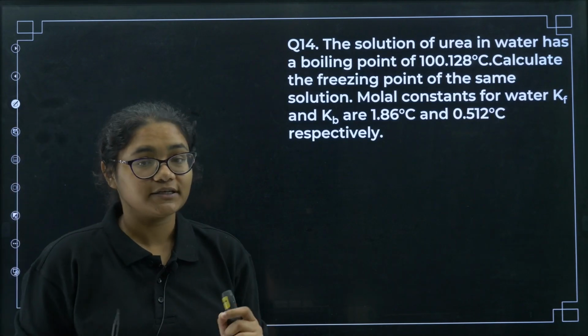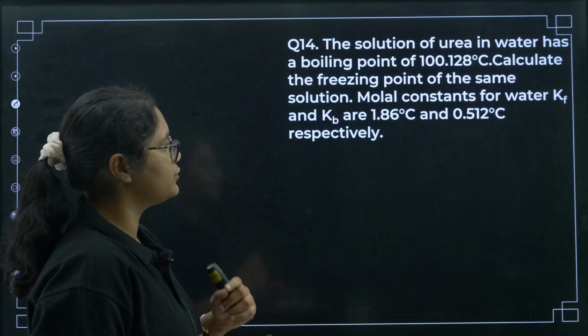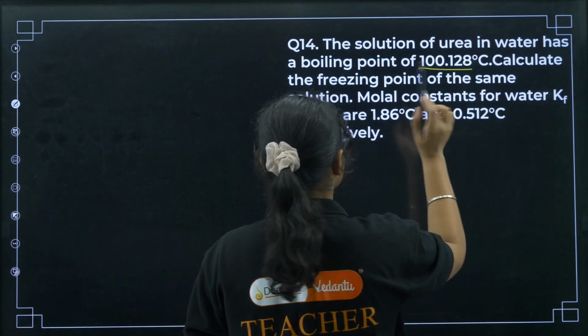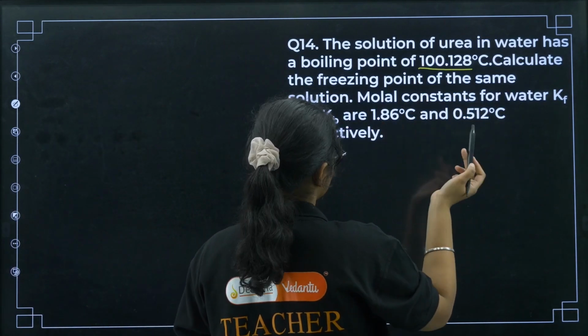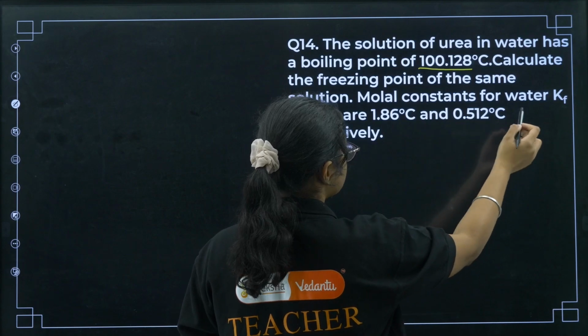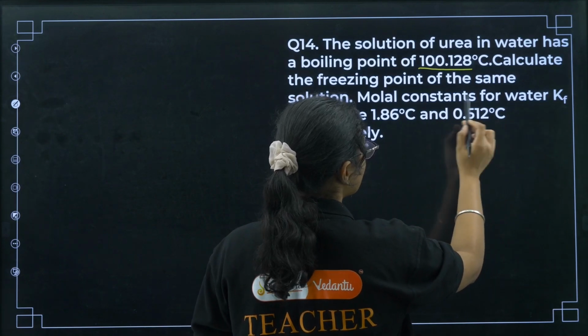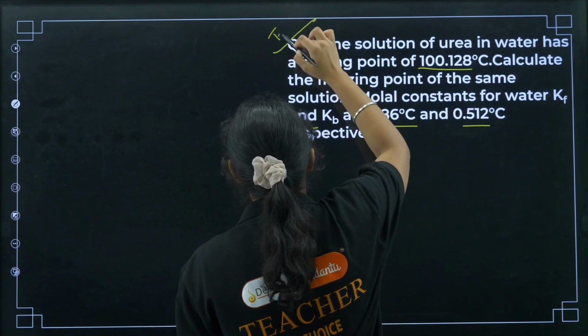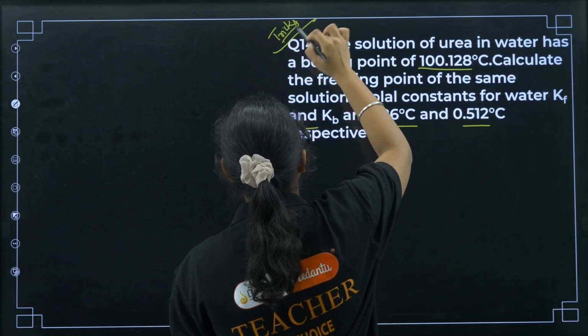Next, coming to question number 14. The solution of urea in water has a boiling point of this much. Calculate the freezing point of the same solution. Molal elevation constant and molal depression constant of water, Kf and Kb, are given. So we can say this is a little tricky or different question.